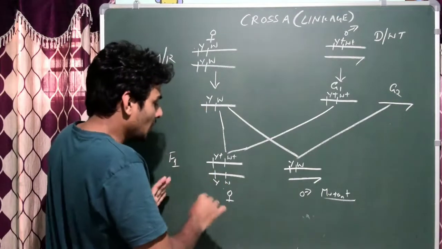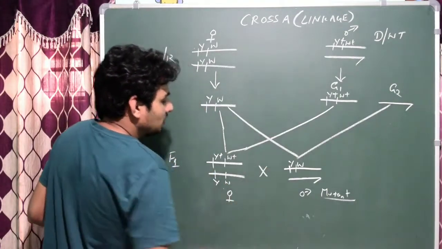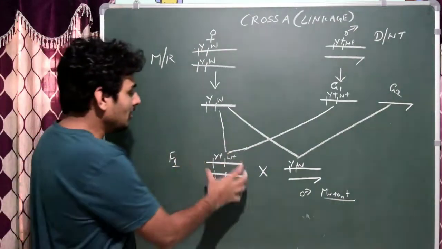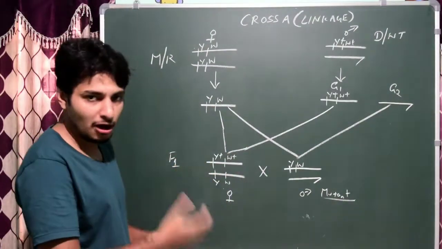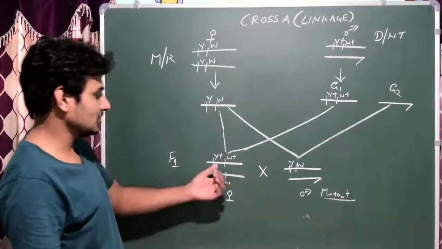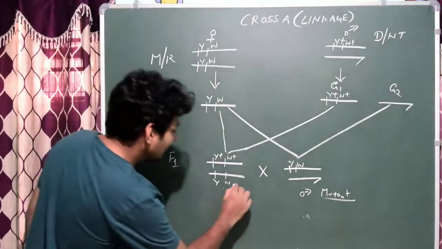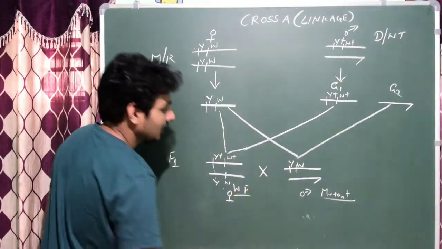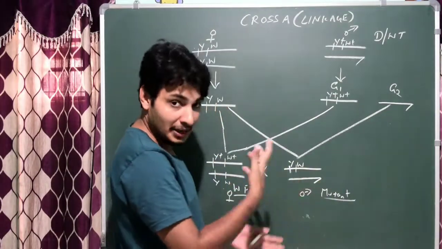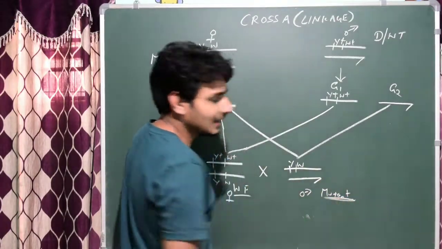Okay, so now T.H. Morgan actually continued his experiment. Very simple. He selected female offspring, many female offspring, obviously having this character, that is the wild type females, along with many offspring which are males, obviously with mutant characters.